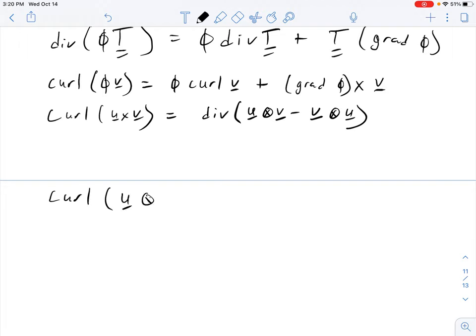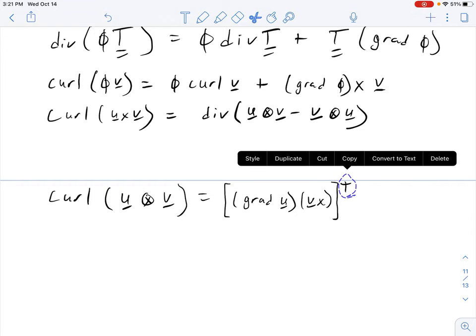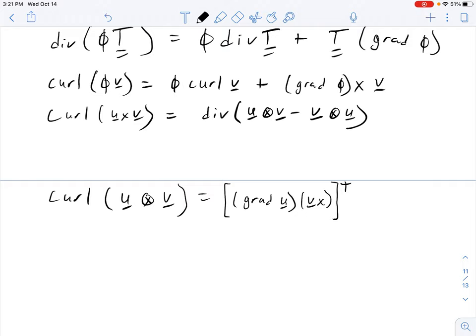The curl of u tensor product v, so this is a tensor field, is equal to the transpose of grad u cross v, so that's a skew symmetric tensor there, the transpose of that. All right, and then plus curl v tensor product u.